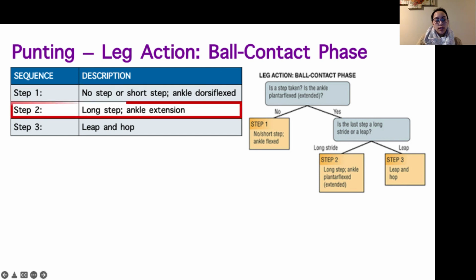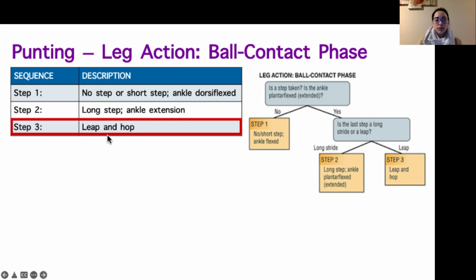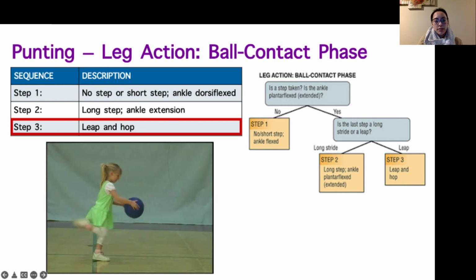Step 2, they might take a longer step and have more ankle plantar flexion at the point of contact. So starting to utilize more of our principles of motion to get more force translated into the kicking part of the punt. And then step 3, our most proficient level, there would be a leap and a hop. So a leap going into or onto the support limb, and then a hop after the kicking motion has been completed.